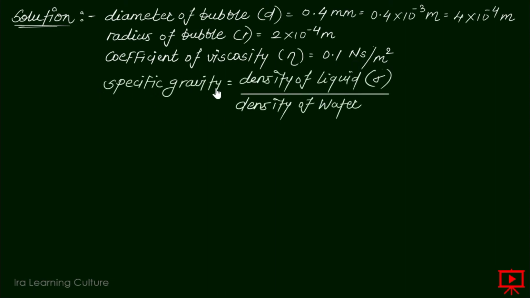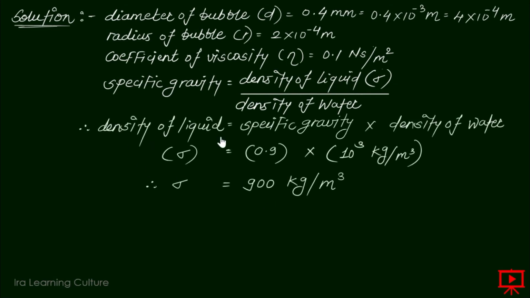Specific gravity, which we just discussed, is the ratio of the density of liquid upon the density of water, and we are interested in the sigma value, which is the density of liquid. So let's find it. Density of liquid is equal to specific gravity into density of water. Therefore, sigma is equal to 0.9, which is the specific gravity, into density of water, that is 1000 kg per meter cube. So we will take 10 raised to 3 here. By multiplying these two terms, we will get sigma is equal to 900 kg per meter cube.